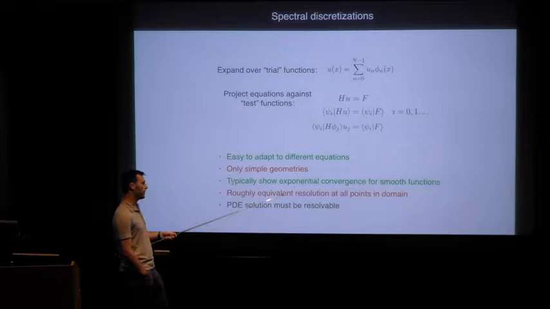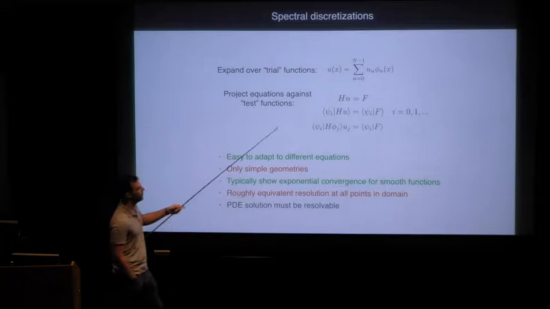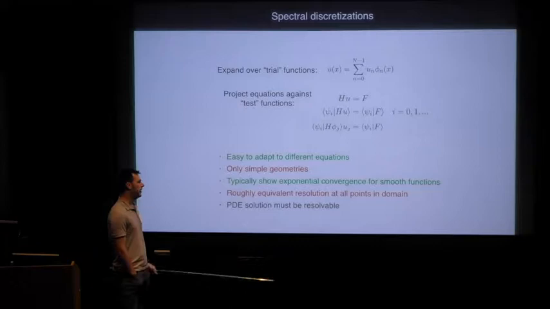One of the other big downsides, depending on what you do, is that these methods give you essentially equivalent resolution at all points in the domain, so they're not really adaptive. So they don't lend themselves very well if you only have small-scale structures in a small volume fraction of your domain.